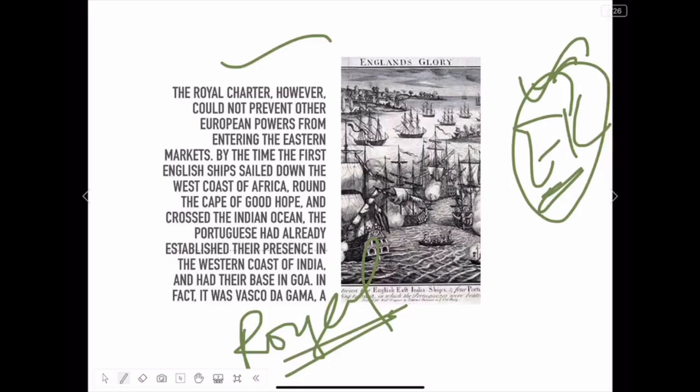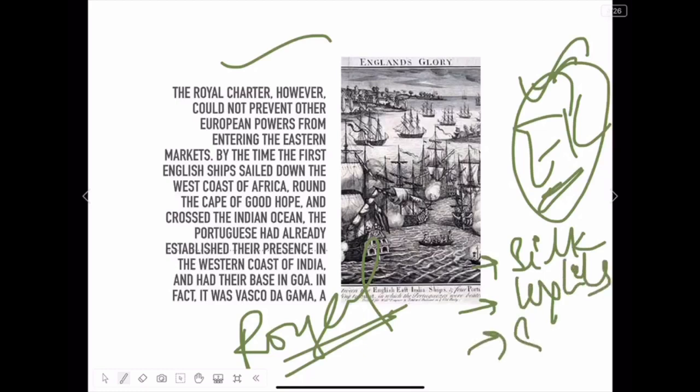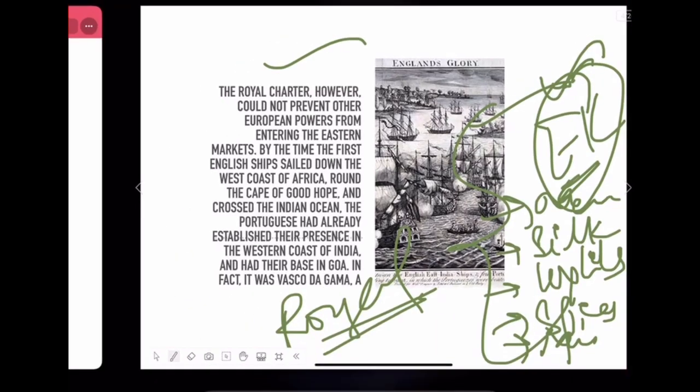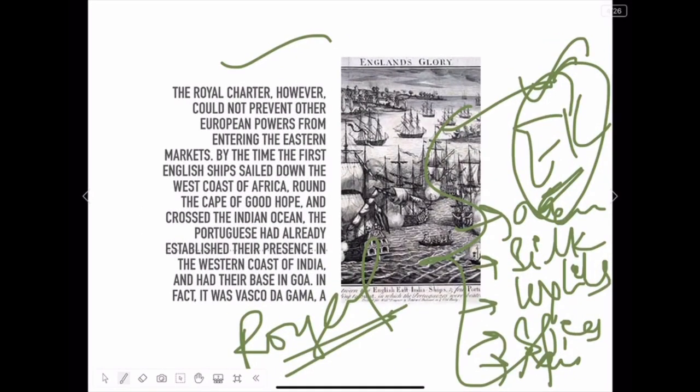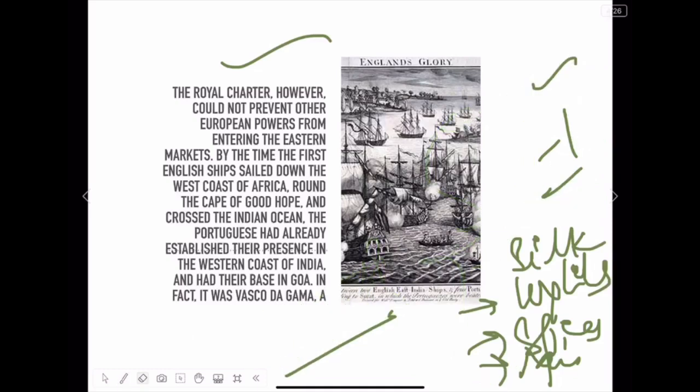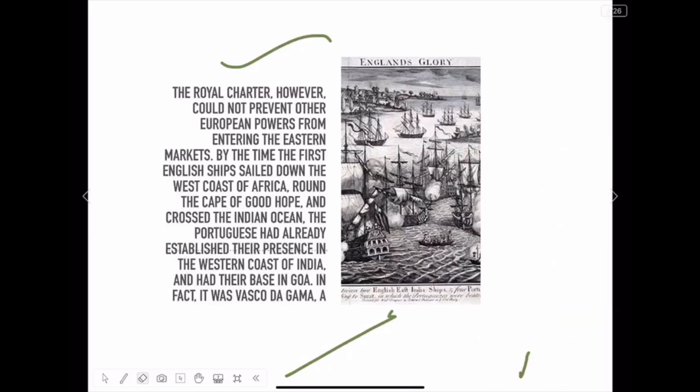Actually, India was very famous for its silk production, for its textiles, spices, merchandise, muslin. So India was very famous for all these things, and all these people wanted to come to India for their trading purposes, right? As I said, before the East India Company, many Portuguese and Dutch people had arrived on the scene.